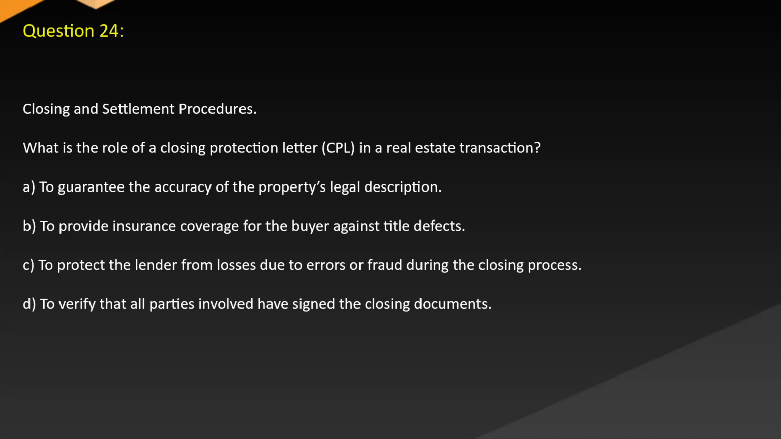Question 24. Closing and settlement procedures. What is the role of a closing protection letter (CPL) in a real estate transaction? A. To guarantee the accuracy of the property's legal description. B. To provide insurance coverage for the buyer against title defects. C. To protect the lender from losses due to errors or fraud during the closing process. D. To verify that all parties involved have signed the closing documents.